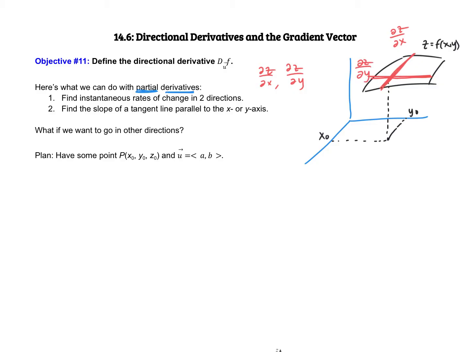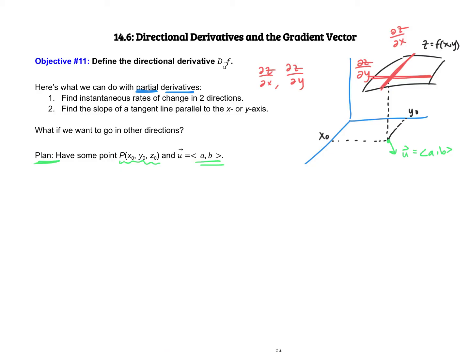So the question is, what happens if we want to go in a different direction? What happens if we want to find the slope or the rate of change of z moving in this direction instead? How would we do that? What if we don't want to be parallel to the x or y axis and we just have another direction? What are we going to do? Well, you'll see we're going to use this plan. We have some point that is on our surface, and we have some direction u.